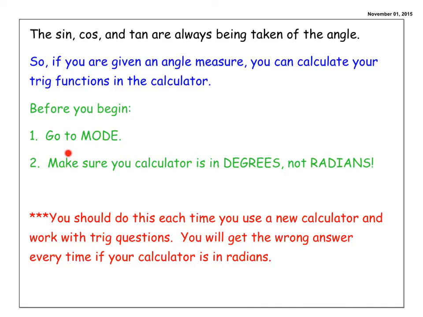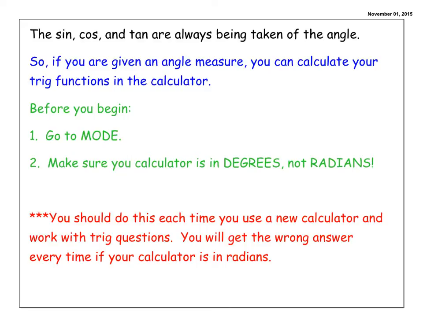So what I want you to do right now is go to mode in your calculator. It's up near the top. It's right next to the second button on your calculator, I believe. And I want you to make sure in the mode menu that your calculator is in degrees, not in radians. We do not work in radians in this class. You will work in radians next year in Algebra 2.